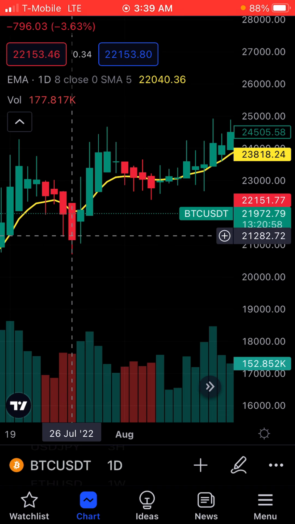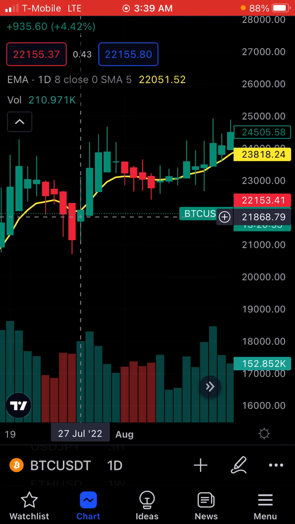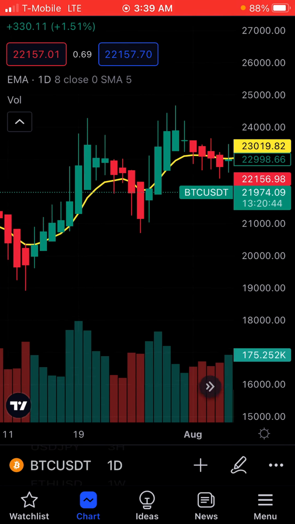So let's see, we got a red bar, we got a green. So this one is 210,000. So that's how you tell. That to me is still a low number, so I wouldn't do that move right there.